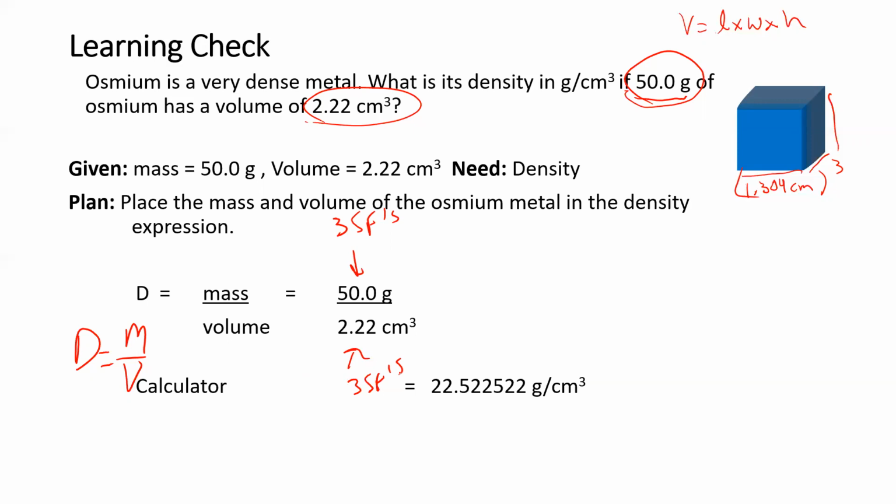When I calculate this out, I get all these numbers, but if I go 1, 2, 3, and I look over to the right, I see the 2, so that means I drop it, I don't round up. My final answer is 22.5 grams per centimeter cubed, or I could have written this 22.5 grams per milliliter, because those are used interchangeably. And that would be my final answer. Correct number, correct sig figs, correct units.